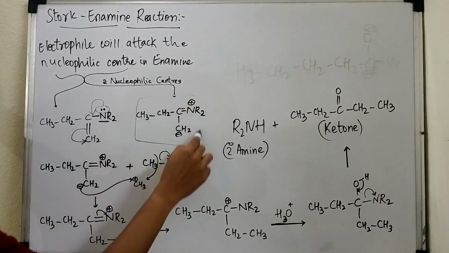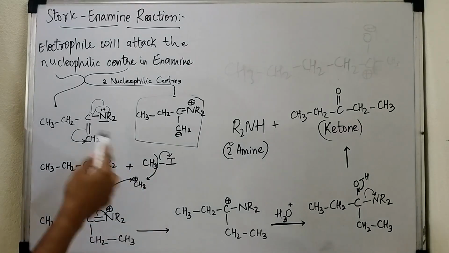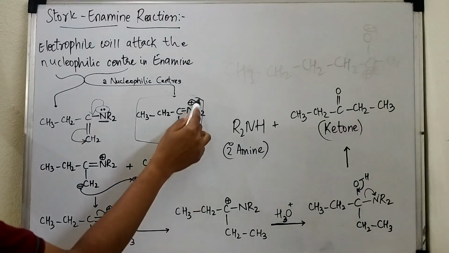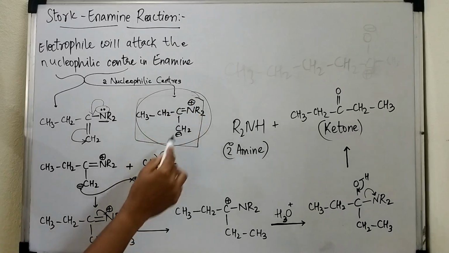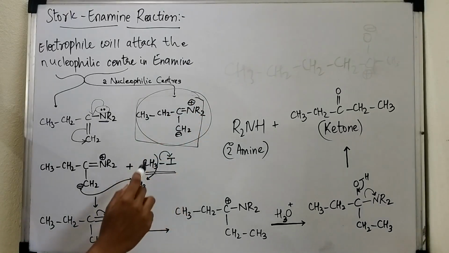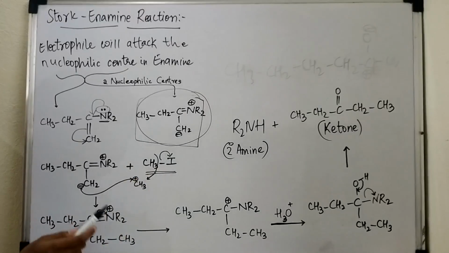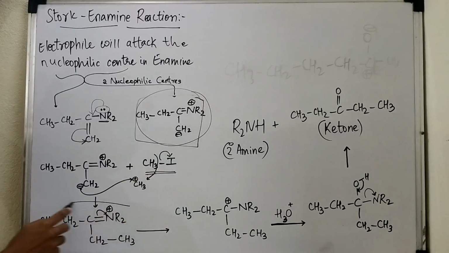Now the compound where carbon acts as nucleophilic center is useful for organic synthesis. Hence, in this Stork enamine mechanism, we will be taking this compound which reacts with methyl iodide. In this methyl iodide, methyl group will act as an electrophile which will attack the nucleophilic center in enamine, forming a C-C bond and will give us a structure like this.